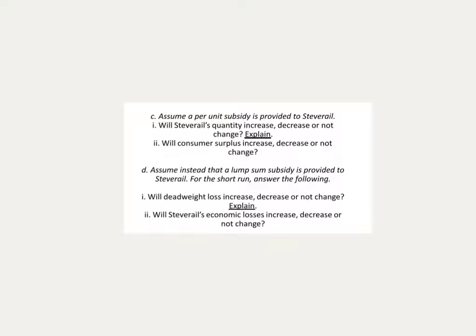It's kind of the opposite of a tax. And because this is a per unit subsidy, that's the important thing here: since it's a per unit subsidy, this is a firm that is going to see a marginal cost shift. We have to decide, will Steve Rail's quantity increase, decrease, or not change? And we have to explain. This is actually something you don't have to graph, although we'll graph it anyway. We just have to demonstrate what will happen to the quantity and explain it.